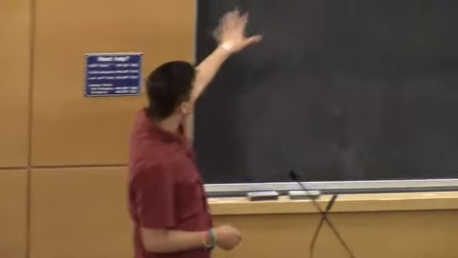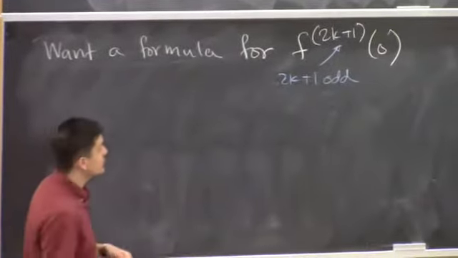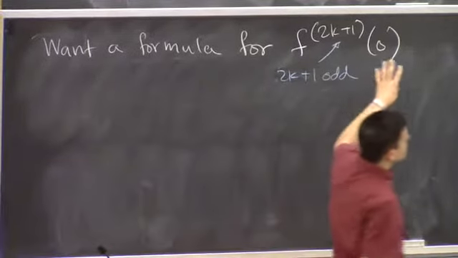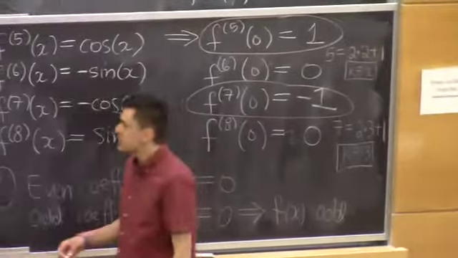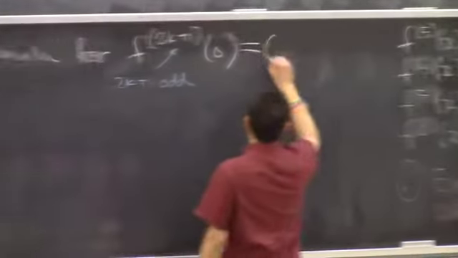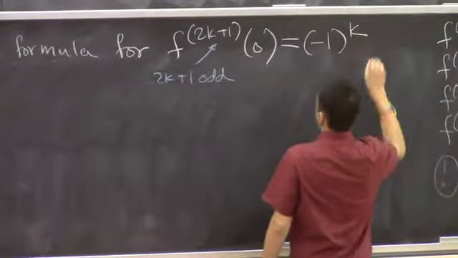Okay, very good. So we're here. We want a formula for this guy. So we note that this value k matters a lot. So we get that this guy is -1 to the k. Okay, so that's a pretty subtle pattern to spot. But we can see that when k is even, we get 1. And when k is odd, we get -1.